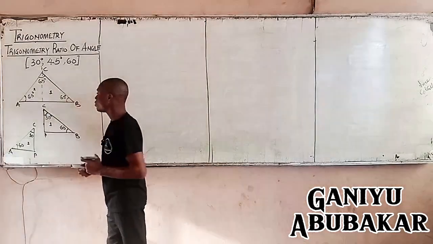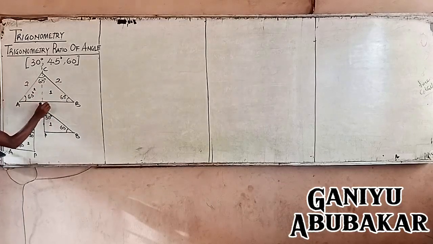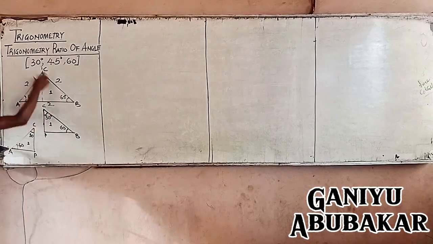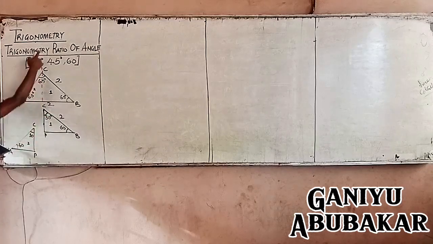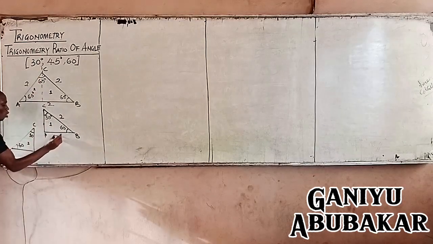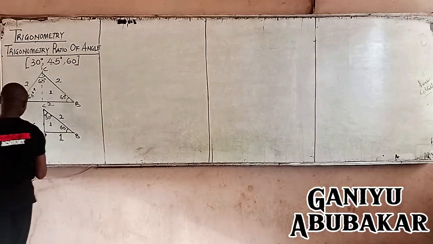We said each side is 2 units. It means that here becomes 2. If I divide it from here to here, which is 2, I'll have 1 and 1. So here becomes 1, here becomes 1, and here is 2. So this becomes what I have in front of you.